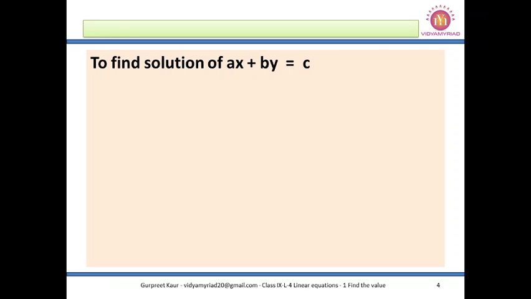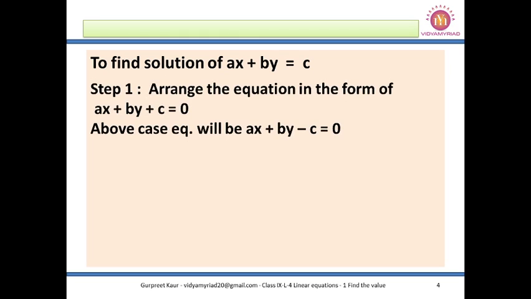Now, to find solutions of ax plus by is equal to C, let us see what we have to do. In this case, if you have the equation given in the above format, you will rearrange it into the format which is given to you as ax plus by plus c is equal to 0. Now in the above case, my c is on the right side. So when I shift my c from my right to my left, then the sign will change and it will become minus c is equal to 0.